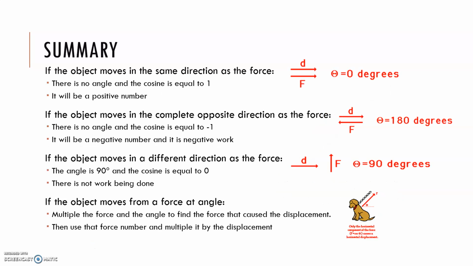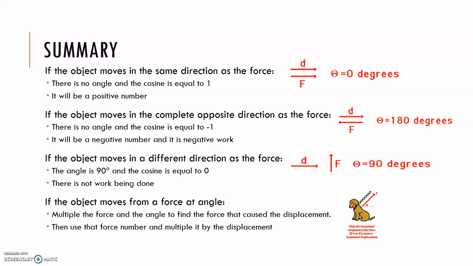So here is a summary page to sum up the different scenarios you may see when calculating work for physics. Again, the first one is when the force and the displacement are in the exact same direction. No angle is necessary, so the equation you're going to be using is force times distance. The second scenario is if the force is in the opposite direction of the displacement, aka negative work, slowing something down. That's going to cause your answer to become negative.